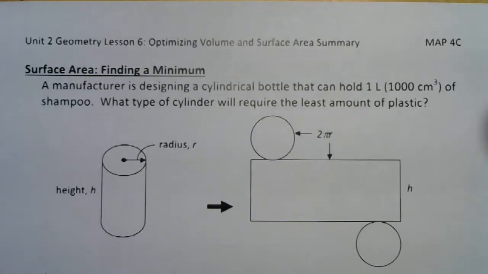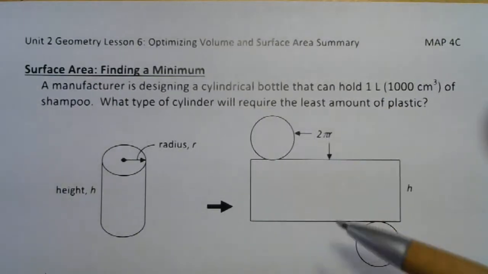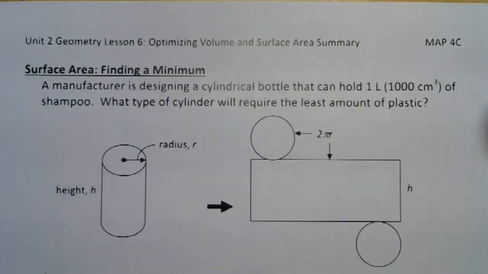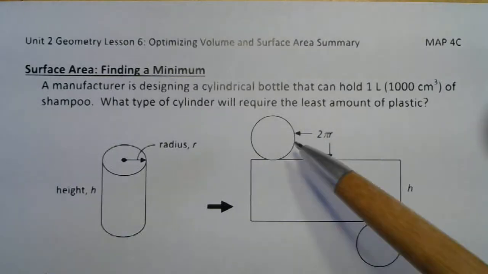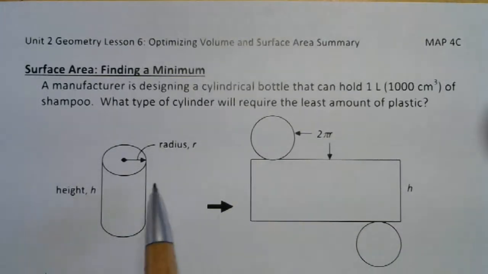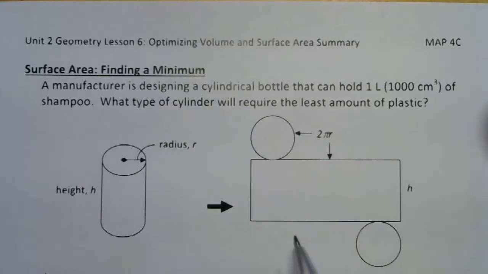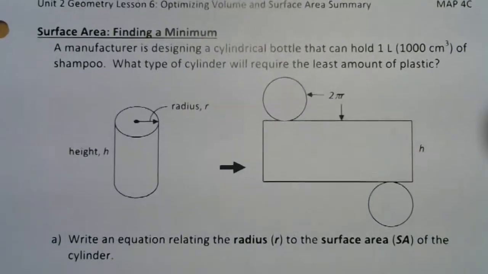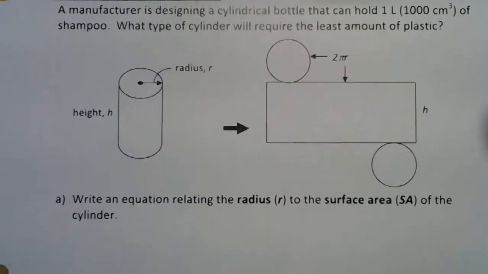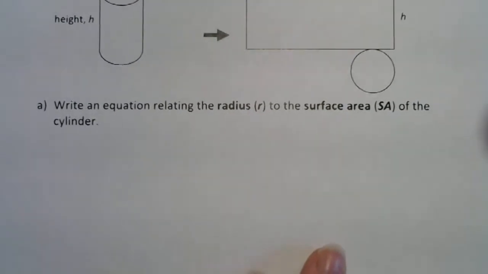So this picture should look familiar if you watch the video on where the area and circumference formulas come from for a cylinder, for a circle. Hopefully this net looks familiar, where this rectangle comes from. If we were to make a cut down the side and unwrap it, you would get this big rectangle in the middle. So what we need to do is find a way to relate the volume that we need to the minimum surface area. So we're going to find a relationship, an equation, relating the radius to the surface area.